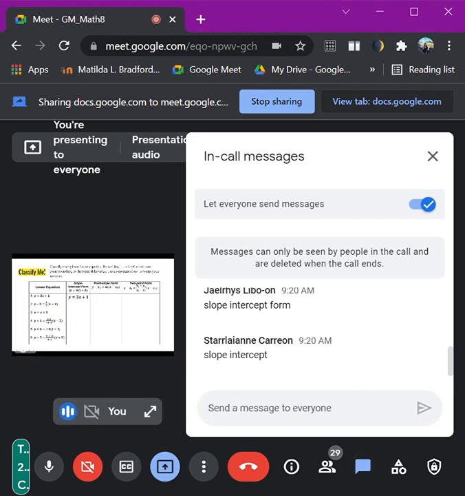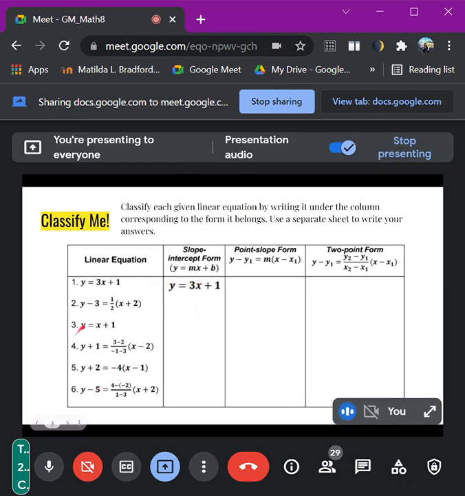So I hope everyone will participate because we will be checking it together, class. Now let's go to the next one. We have y minus 3 is equals to 1/2 quantity x plus 2.